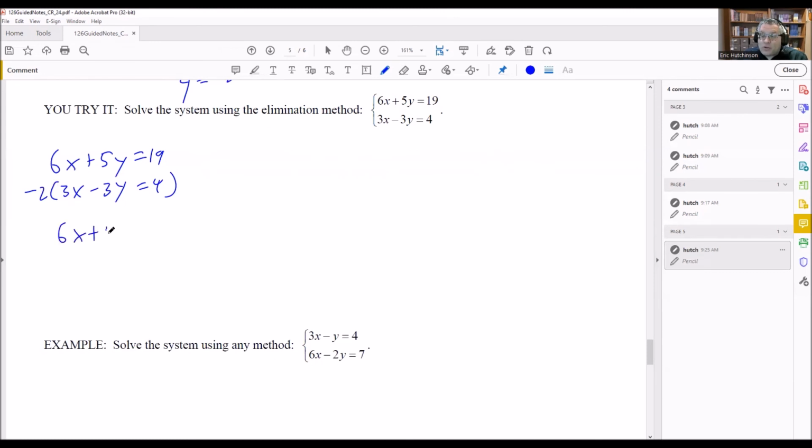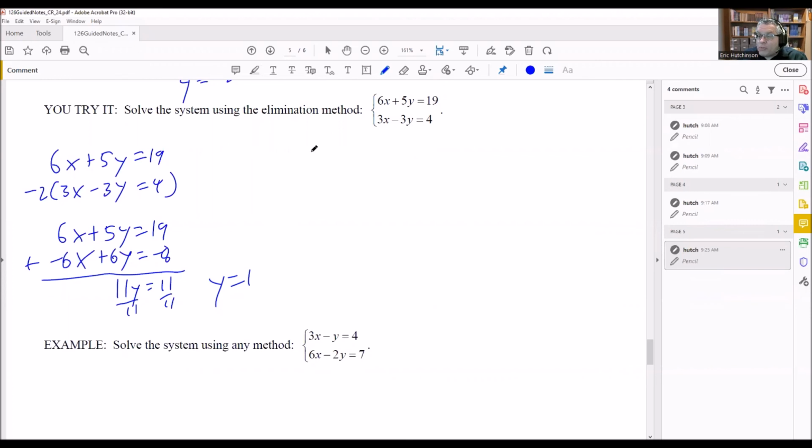All right, so 6x plus 5y equals 19. I get -6x plus 6y equals -8. And I'm adding all that together. And so I get 11y there. I get 19 minus 8, which is also going to be 11. And then dividing both sides by 11, we get y equals 1, which is our first part of our answer. Then you're going to take that and put it into either equation.